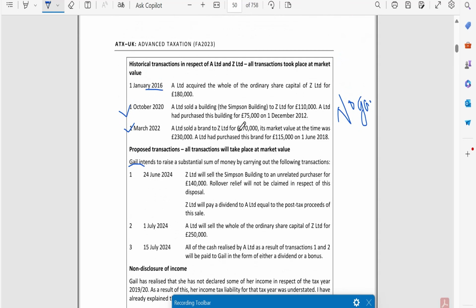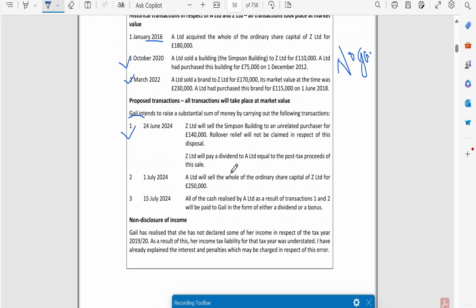See, this Simpson building was transferred by A Limited to Z Ltd, right? So this was part of the capital gain group, the 75% group. These two companies are part of a 75% capital gain group, so any asset transfer between them is no gain and no loss. So if the Simpson building is sold by Z Limited prior to leaving the group, it will not be subject to a de-grouping charge, because in order for a de-grouping charge to arise, the asset must be owned by Z Ltd when leaving the group. But Z Ltd sold this asset before, so no de-grouping charge will be applicable here.